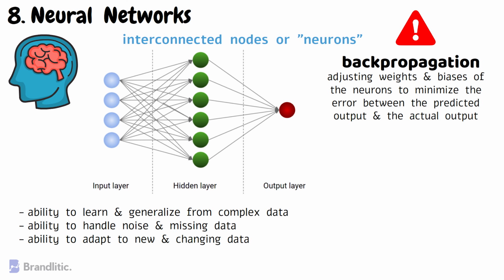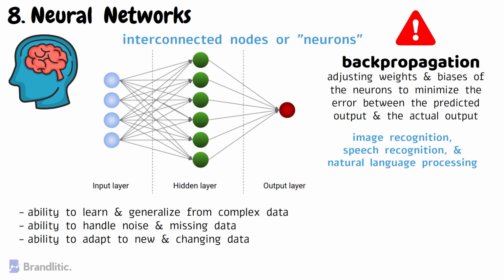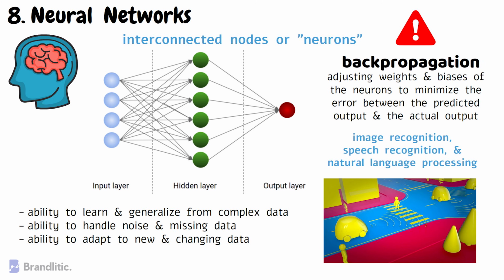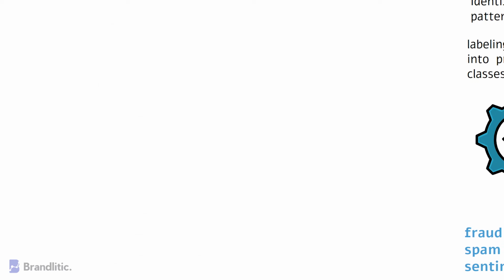Neural networks have several advantages over other data mining techniques, including their ability to learn and generalize from complex data, their ability to handle noise and missing data, and ability to adapt to new and changing data. This technique is commonly used in image recognition, speech recognition, and natural language processing. For instance, a self-driving car can use neural networks to identify and respond to different traffic conditions. Next, number 9, collaborative filtering.